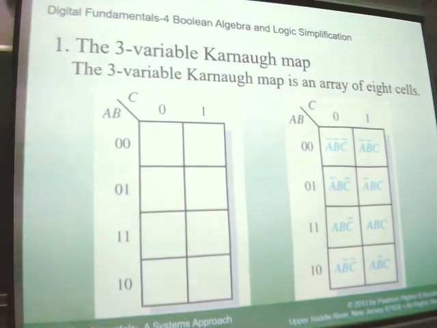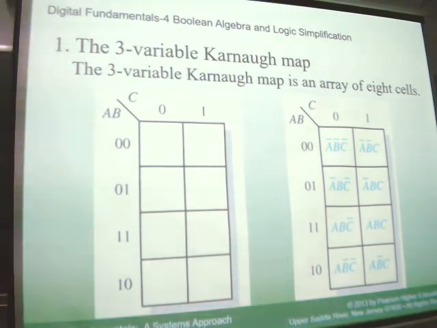ABC like this: 0, 0, 1, 1, and 0, 0, 0, 1, 1, 1. 1, 1, 0. Yes, sir. And then that is A bar, B bar, C bar.